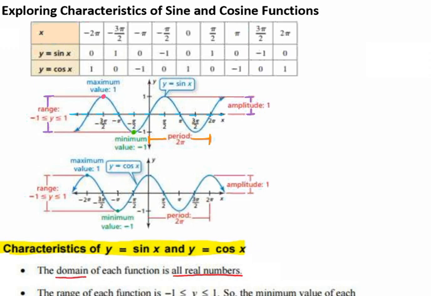Our sine function starts at (0, 0), and our cosine function starts at (0, 1), each having an amplitude of 1, meaning the height from the x-axis up to the maximum is 1. Each also has a period of 2 pi. We'll talk a little bit more about that in a second. So what are some characteristics of y equals the sine of x and y equals the cosine of x?